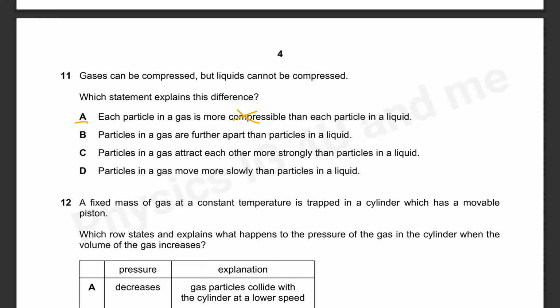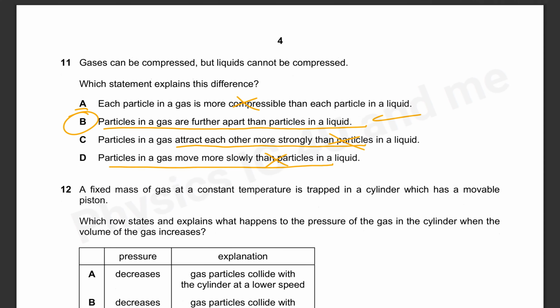Here they say particles in gas are further apart than particles in liquid. Yeah, this is possible. Particles in gas attract each other more strongly than liquid. No, this is wrong. Particles in gas move more slowly than, no, so it's option B.